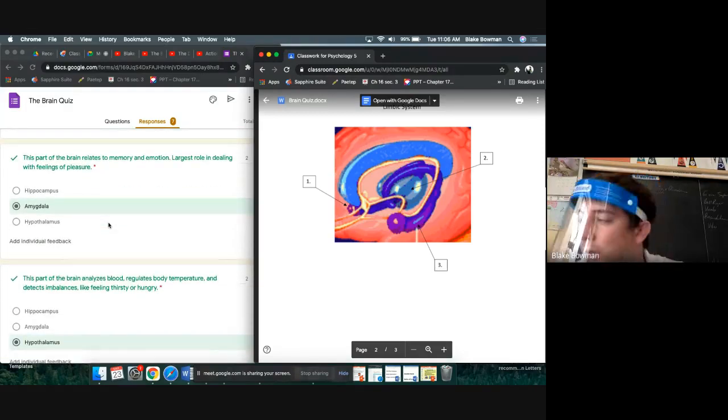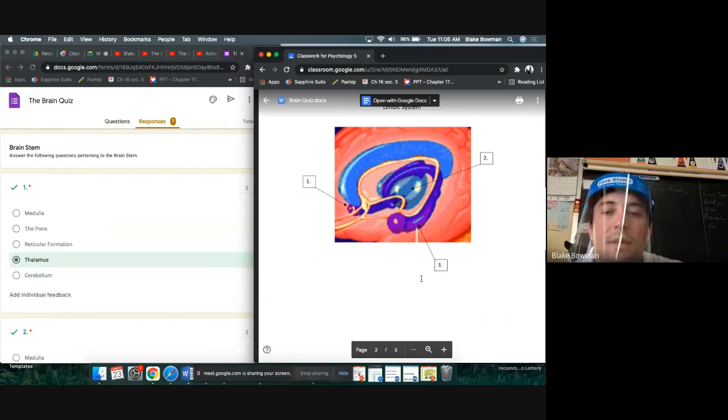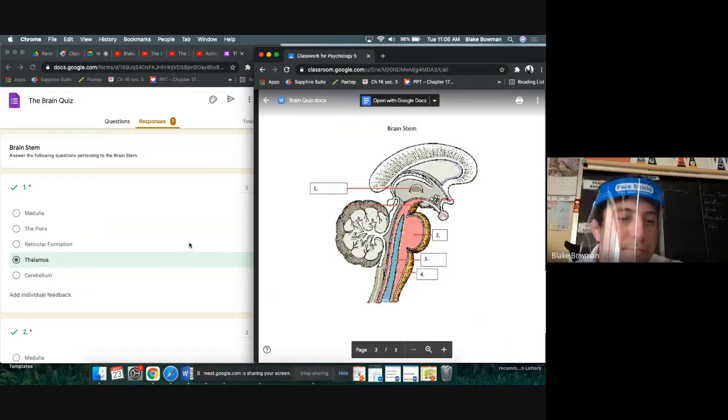This part of the brain relates to memory and emotion, with the largest role in dealing with feelings of pleasure: amygdala. This part of the brain analyzes blood, regulates body temperature, and detects imbalances like feeling thirsty or hungry: hypothalamus. All right, last one here, brainstem.